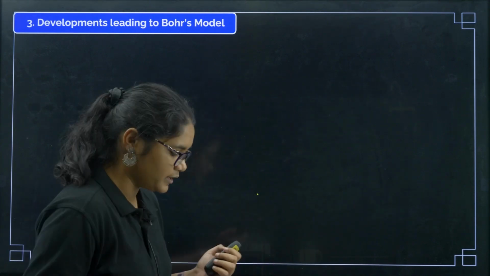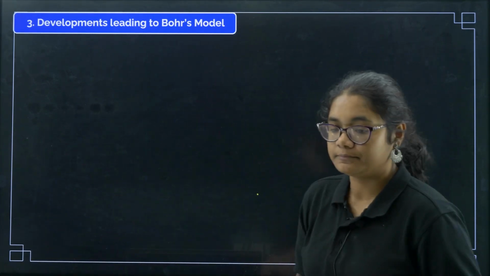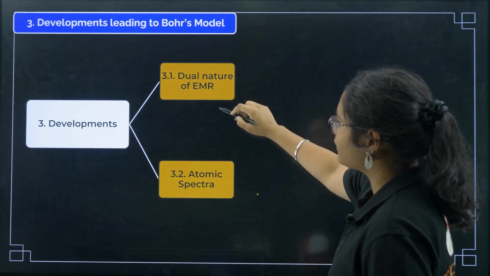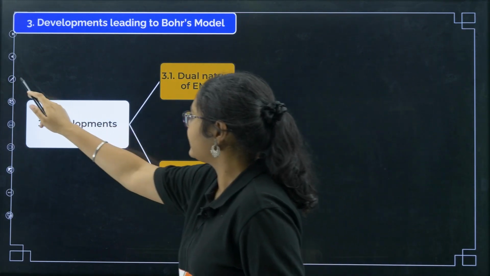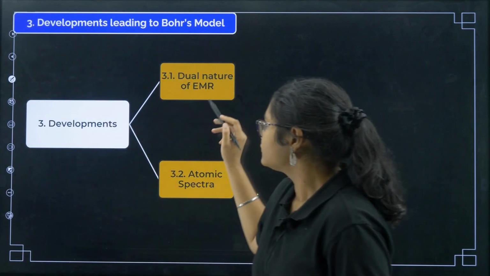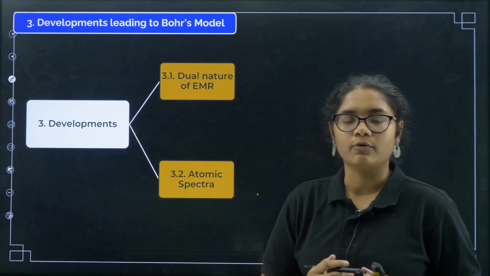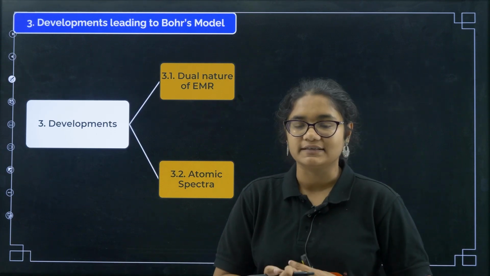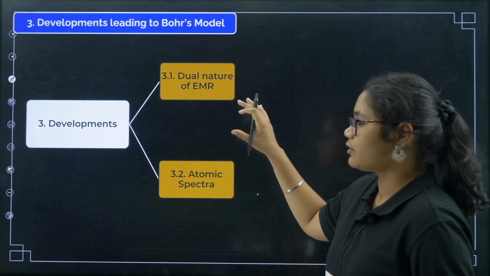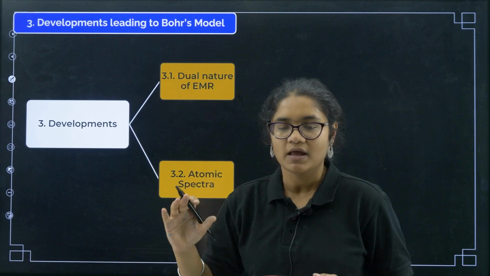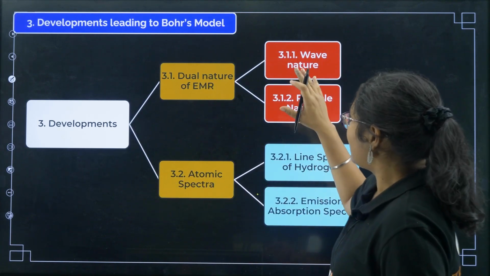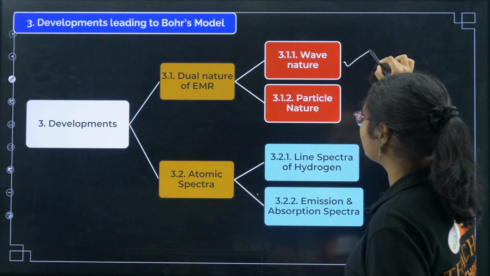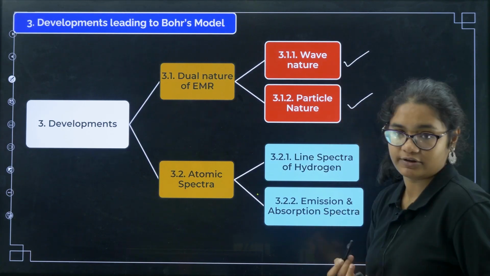This is very important. So what were the two important developments? The first one is the dual nature of electromagnetic radiation. Before Bohr gave his atomic model, the dual nature of electromagnetic radiation was well established. Now what is this dual nature? Under this we will understand that electromagnetic radiations have both wave nature and particle nature.